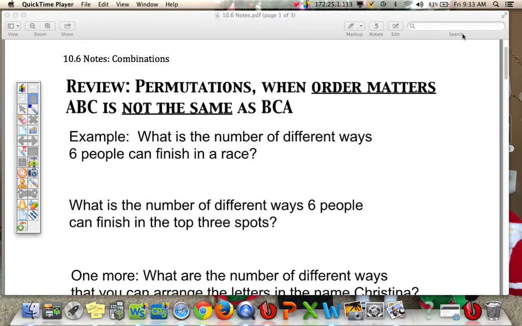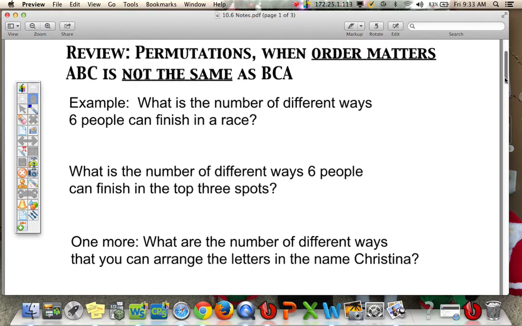Today we're going to look at combinations, but first we'll do a quick review of permutations, what we looked at yesterday. A permutation is when order matters. What that means is ABC is not the same as BCA. Here's an example of a permutation. What is the number of different ways 6 people can finish a race?